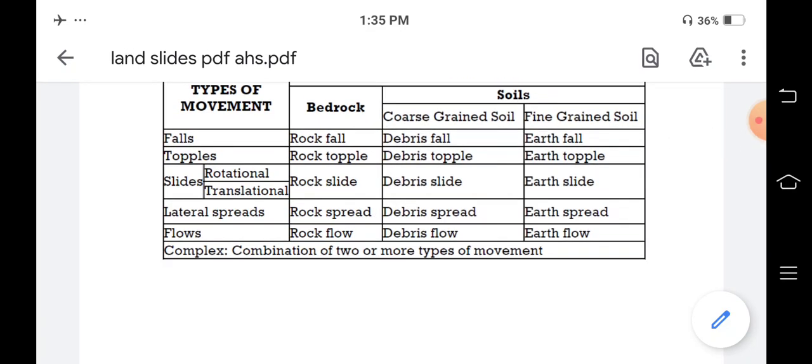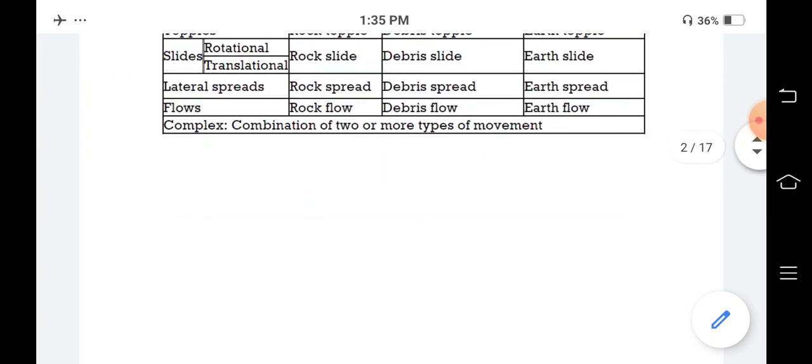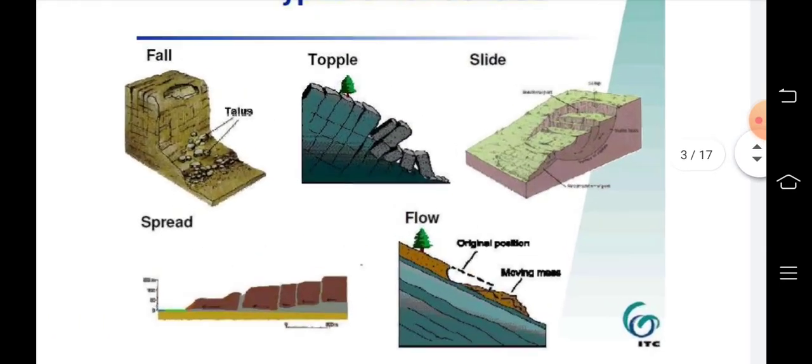And sometimes there is a combination of two or more types of movement. Two or more types of movement means simultaneously there will be falls, topples, that is a combination of these movements, falls, topples, or either spreads and flows. So this is called combinations or complex movement. Okay, so these are the movements.